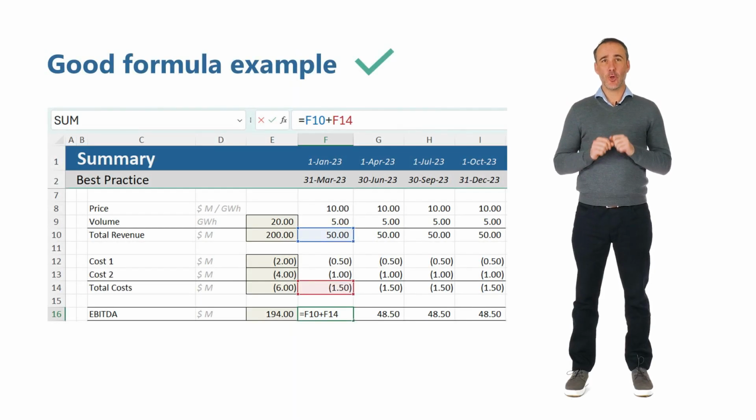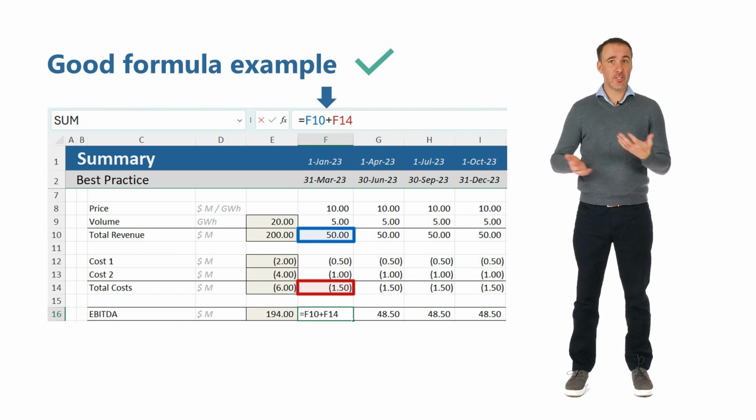Now, here's our good formula example. Note that this formula is also calculating EBITDA, and it's coming up with the same result as the last formula for each year of 48.5 million. There are some key differences though. First, this formula is really simple. It's simply summing 2 cells, and because those 2 cells are on the same sheet, we can see their labels and units, so we know we're adding revenue and the negative costs.